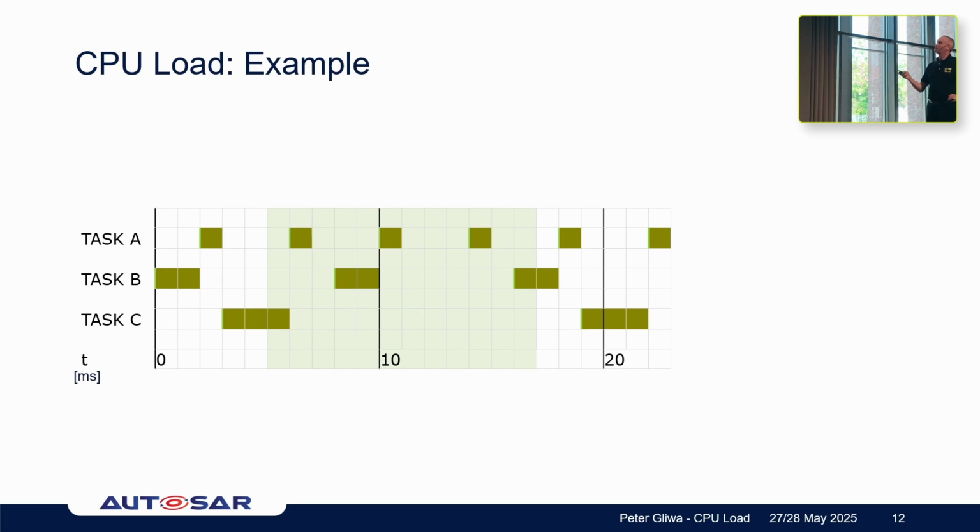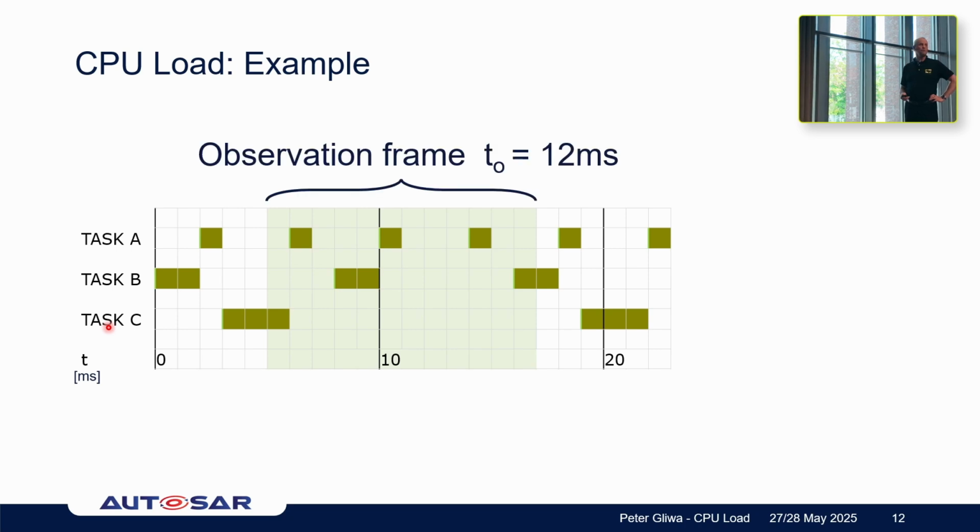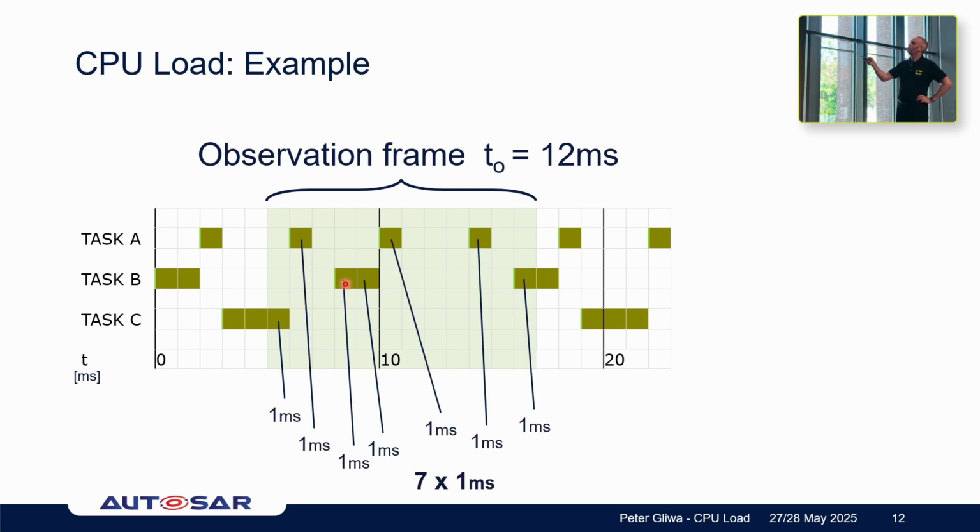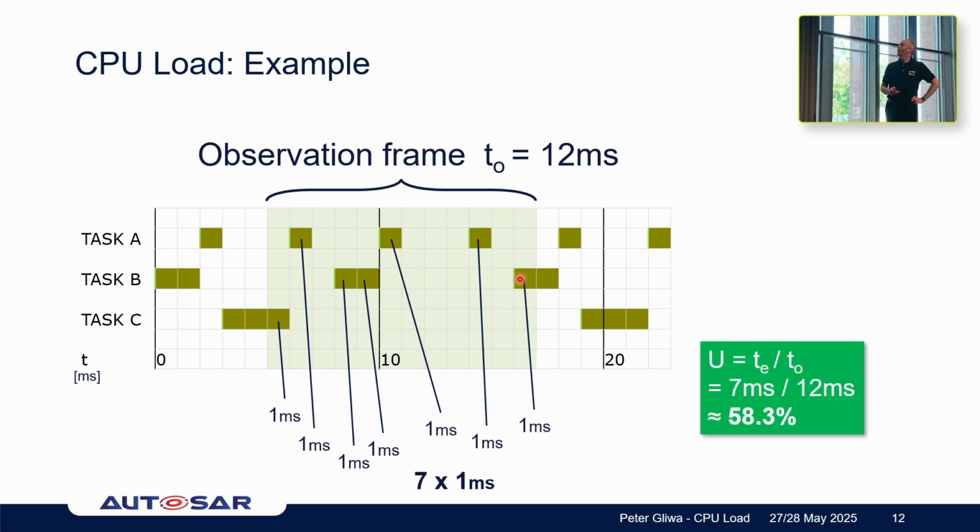So we have 3 tasks, A, B, and C. And then we introduce our observation frame, TO, here. And then we just count boxes, right? So let's do that. Our observation frame is 1, 2, 3, 4, 5, 6, 7, 8, 9, 10, 11, 12 boxes wide. And into these 12 boxes fall 1, 2, 3, 4, 5, 6, 7 boxes of execution, which means we observe CPU load here, 7 over 12, and that's roughly 58.3% CPU load, okay?